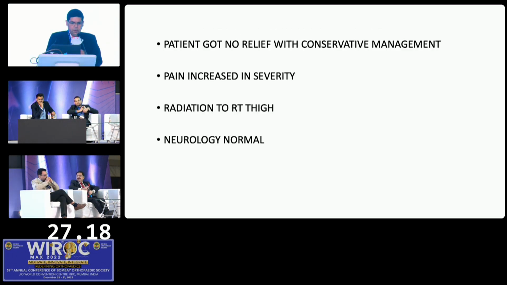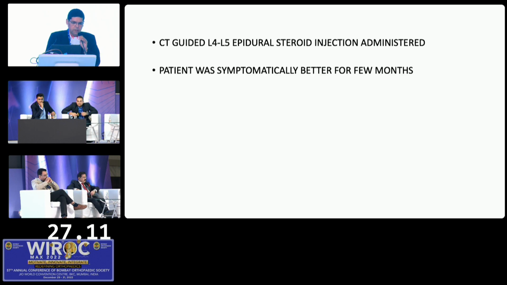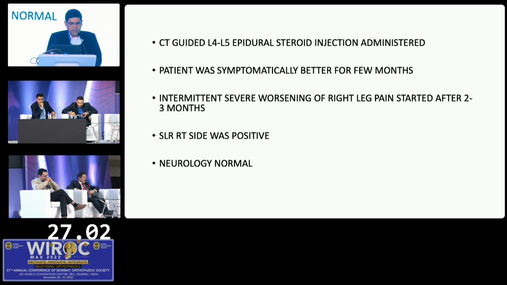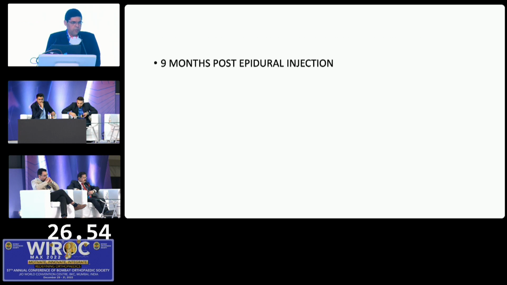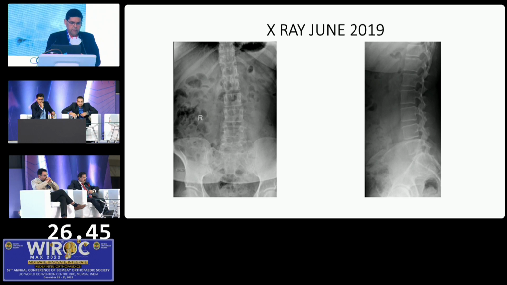Okay. So the patient got no relief with conservative treatment. So she went in for a CT-guided L4-5 epidural steroid injection. And she was symptomatically better for a few months. Then she had intermittent severe worsening of the right leg pain after 3 months. SLR was positive, neurology was normal. She was advised to continue physical therapy. 9 months post-epidural steroid injection, she presented with acute back pain again, severe right leg pain, unable to stand and walk. Neurology was still normal. This was her X-ray.